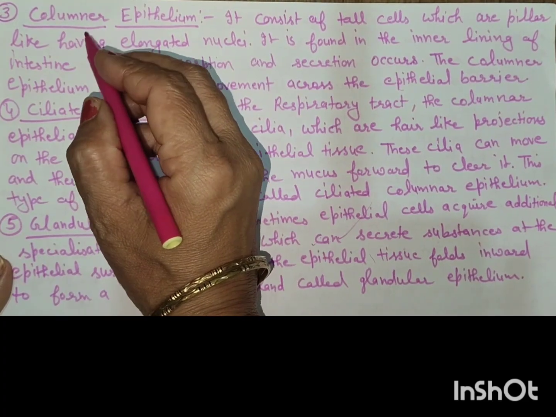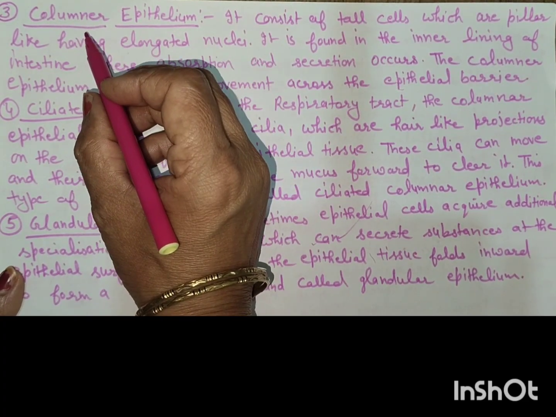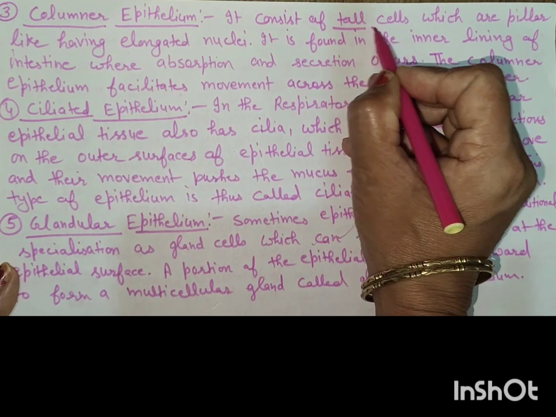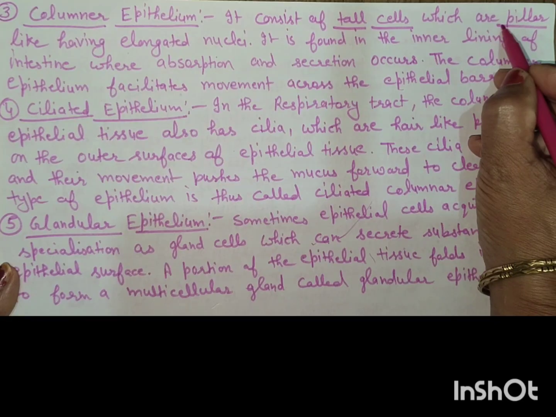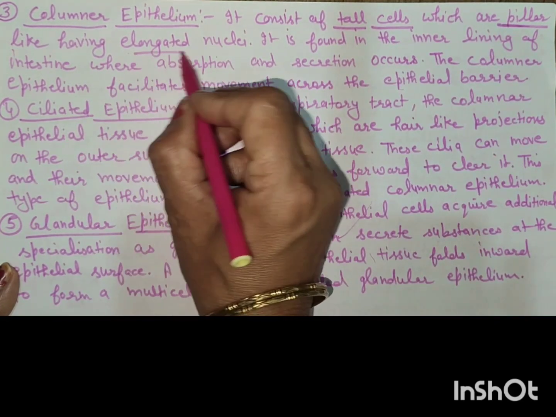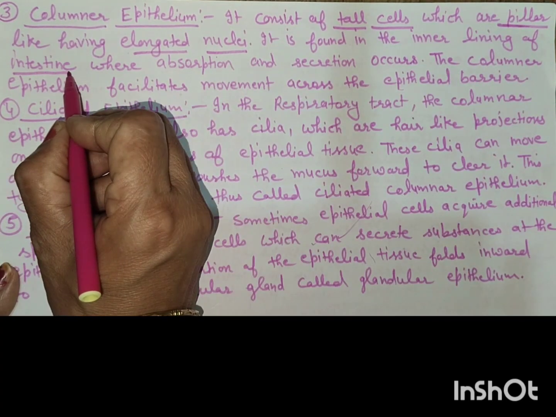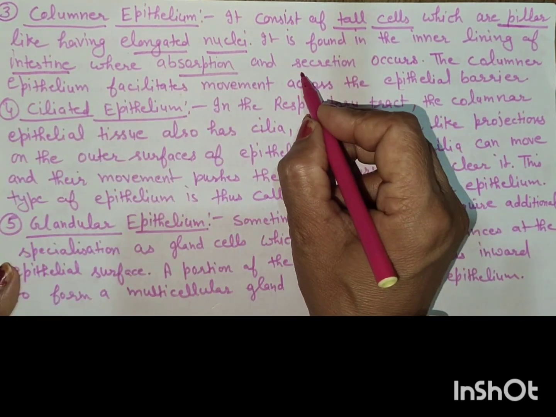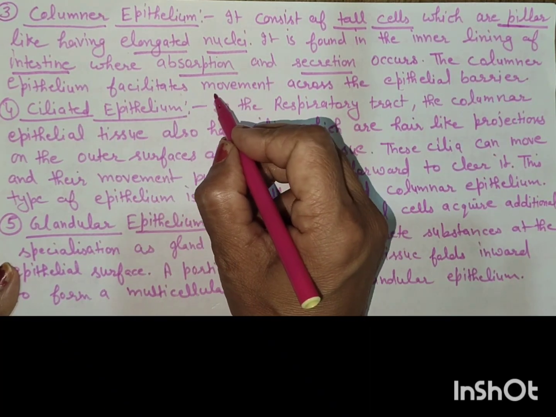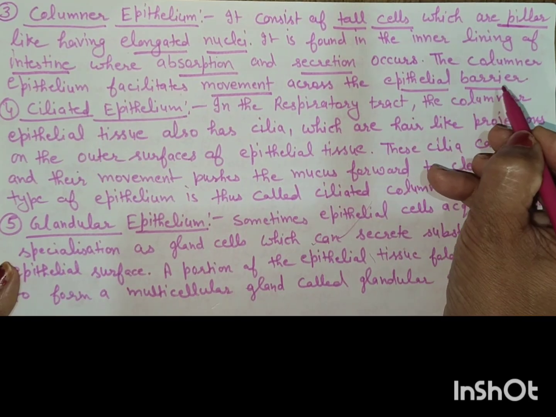The third type of epithelial tissue is columnar epithelium. Columnar means column-like, long or tall cells. It consists of tall, pillar-like cells having elongated nuclei. It is found in the inner lining of the intestine, where absorption and secretion occur. The columnar epithelium facilitates movement across the epithelial barrier.